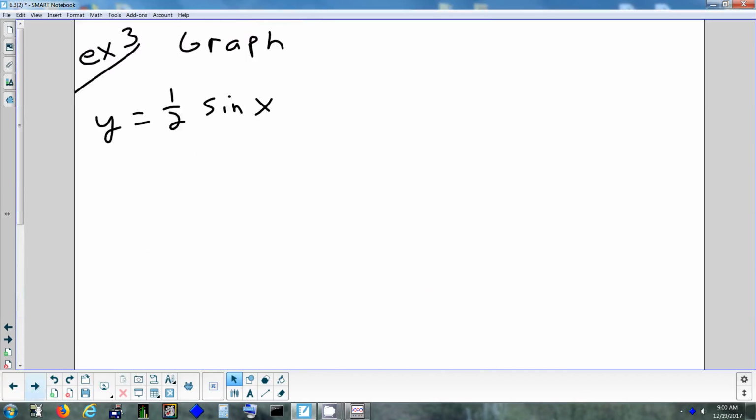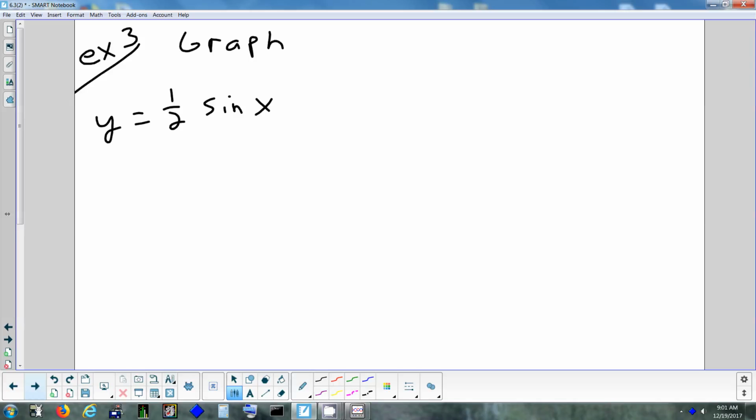Let's try a sine with a 1/2 in front. Before we even graph it, anyone tell me if this was a sound wave, how that would compare to sine x? What would the difference be? Sam? Yeah, this would be a quieter wave. It's going to compress it. It's going to be softer. If it was an electromagnetic wave, it would be a weaker wave, a weaker signal.